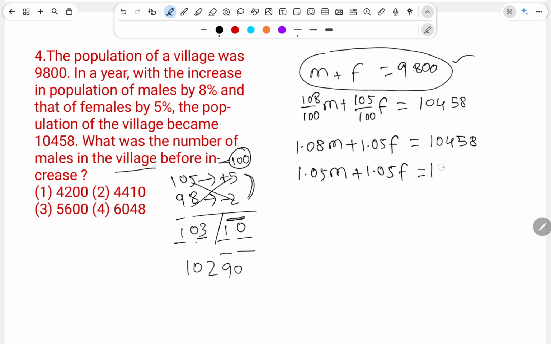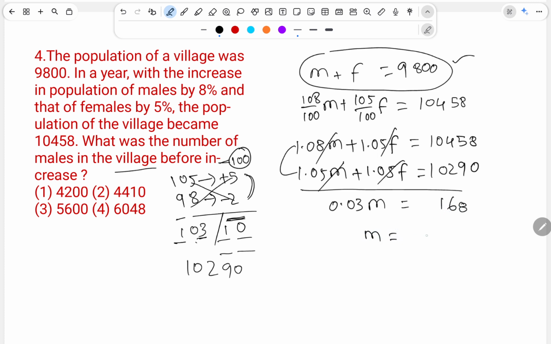10290. So it becomes 10290. Sorry, we need to subtract this. So 108 minus 1.05 will be 0.03 m is equal to 8. 15 minus 9, 6, 1. 168. So m is equal to 168 by 0.03.